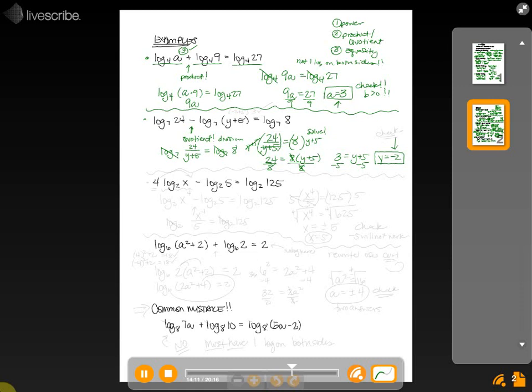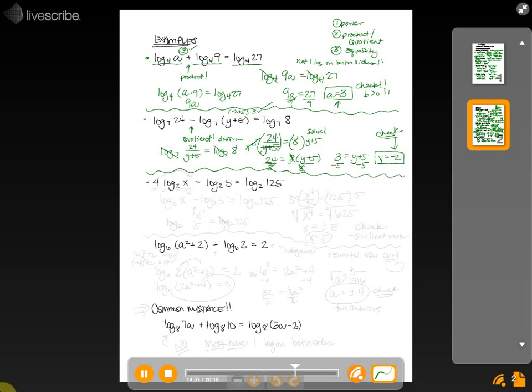Now, this one in particular we do need to check because we can't take the log of a negative. So we're going to go back to our problem where our y plus 5 is negative 2 plus 5. That equals 3, and we can take the log of 3. 3 is a positive number. So this is the answer. Be sure that you check to see if it works. Okay, that's our second example. Let's go on to our third example.